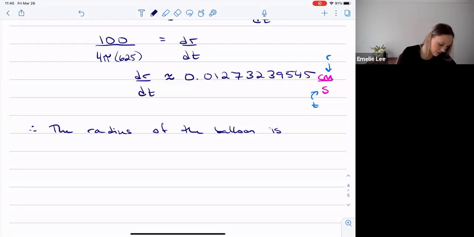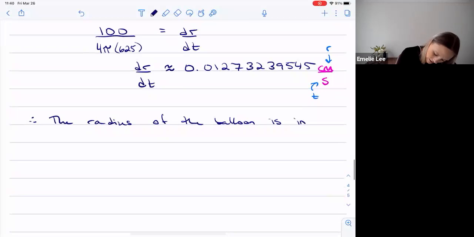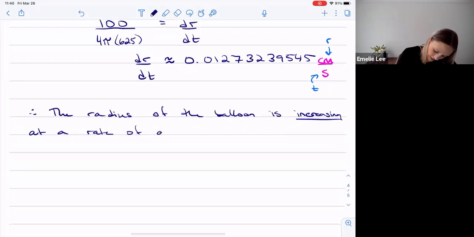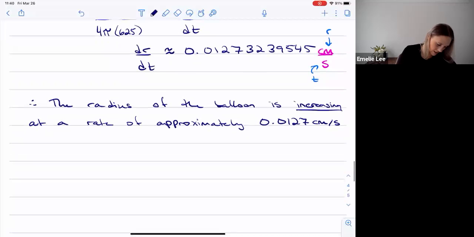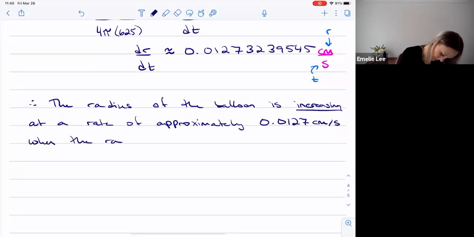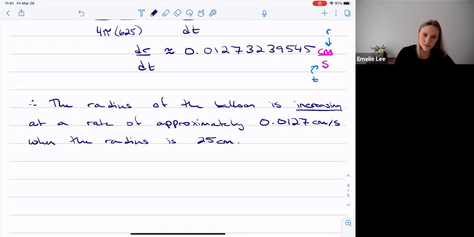So the radius of the balloon is increasing at a rate of approximately 0.0127 centimeters per second when the radius is 25 centimeters.